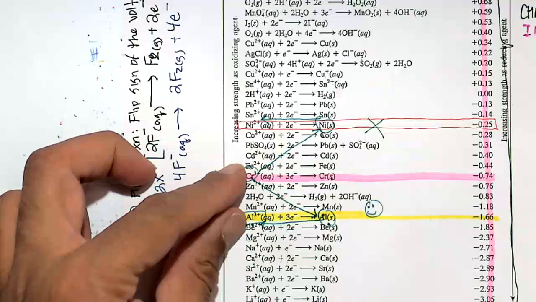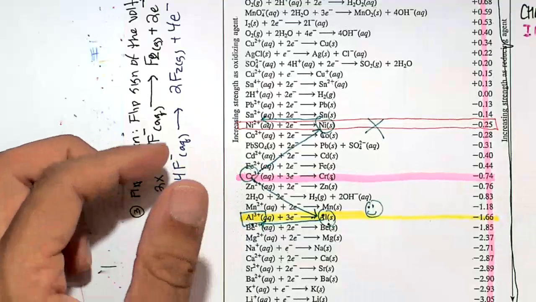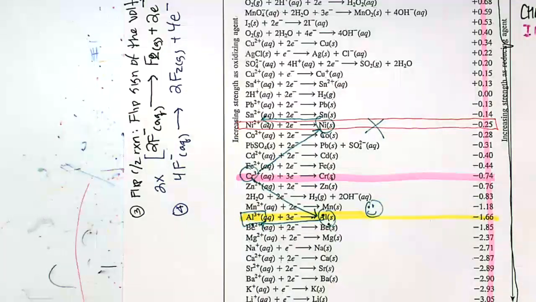Subtract the voltage. Okay, what do I subtract? What do I flip? You flip the second bottom one. The Al plus 3, the bottom one. Okay? Do you guys get this? This is confusing unless you think about it.